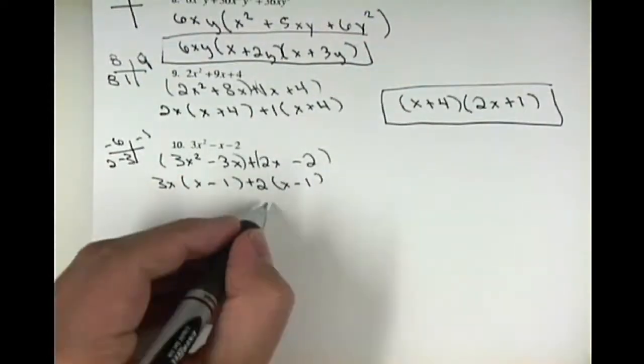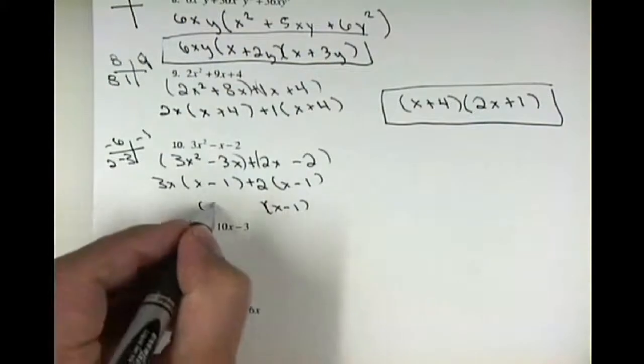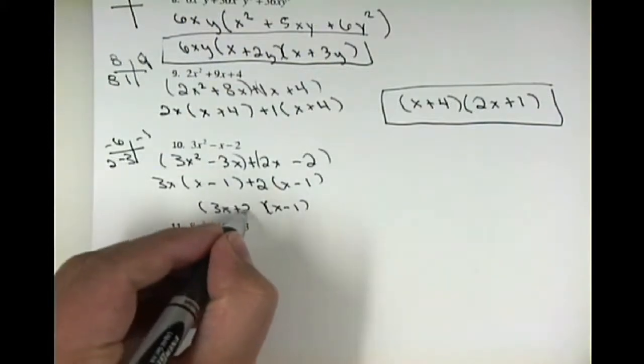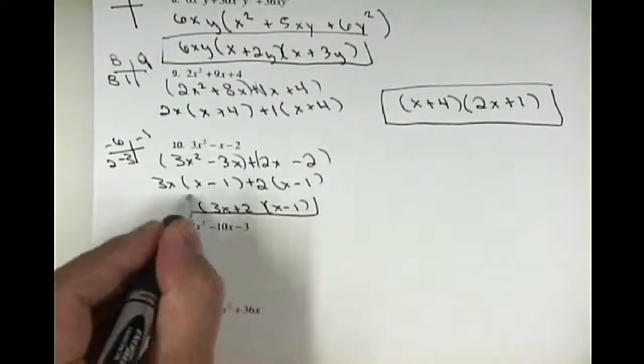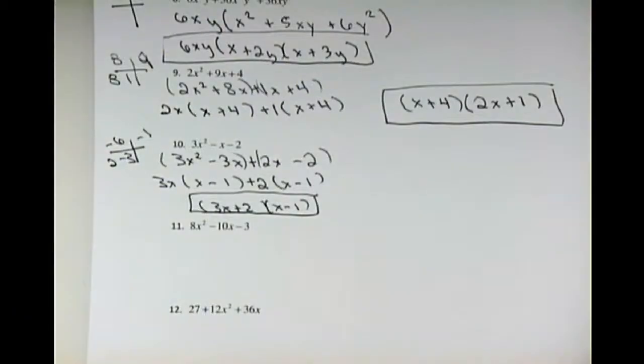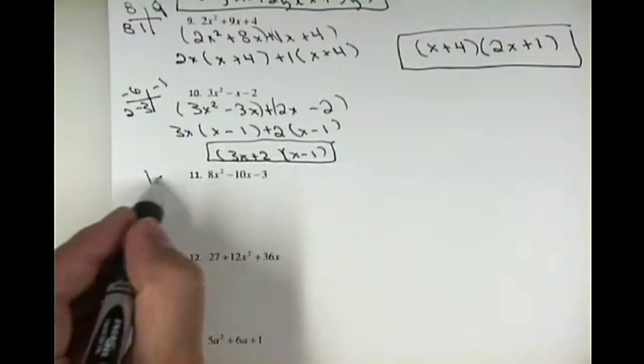The inside pieces are the same, which they are. You drop them down, write them one time, connect your outside pieces to get 3x plus 2 times x minus 1. And you're done. Always go along in the same fashion. Factoring by grouping really isn't that hard.